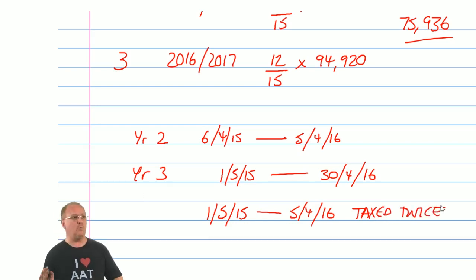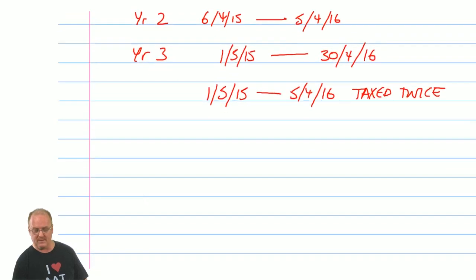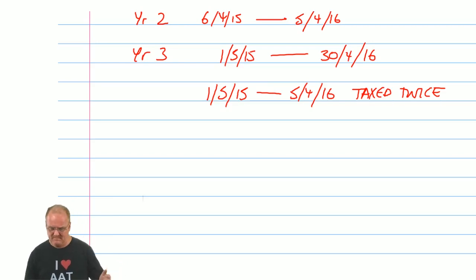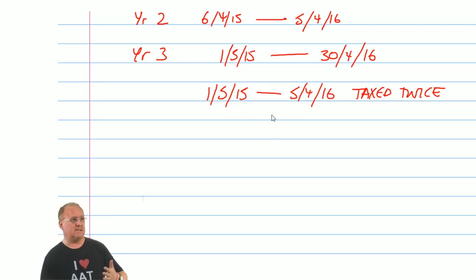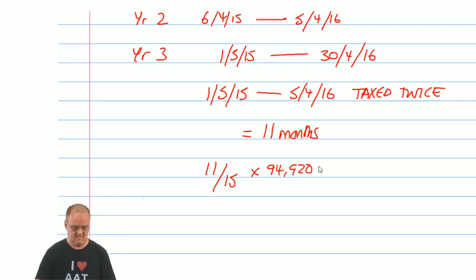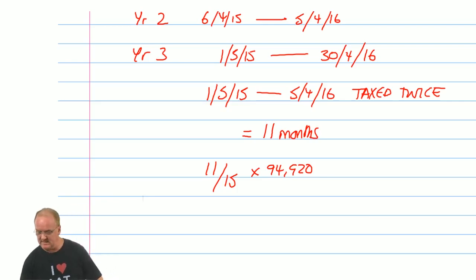twice. Now we deal in month ends, don't worry about the 5 days at the start of April. And that is May through to the year end, which is 8 months, plus 3 months up to the end of March. That is 8 plus 3, that is 11 months taxed twice. So take 11/15ths of that profit and you get 69,608.